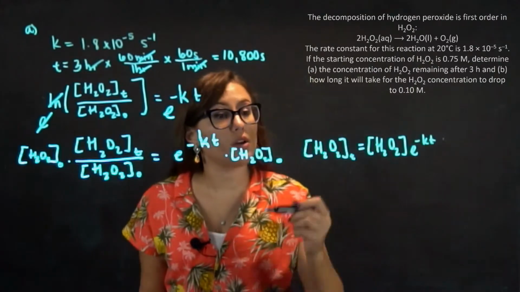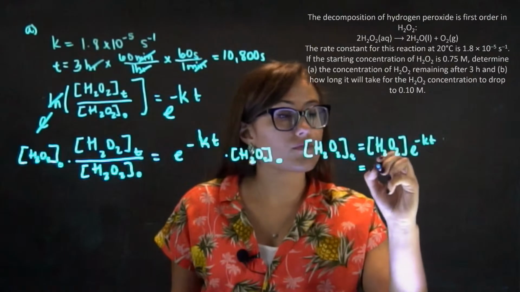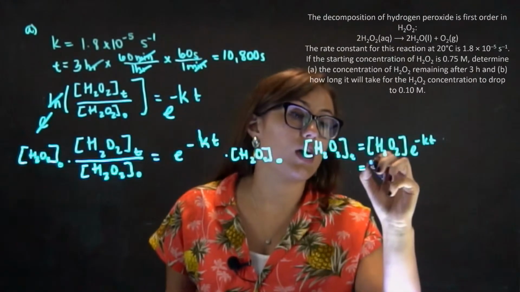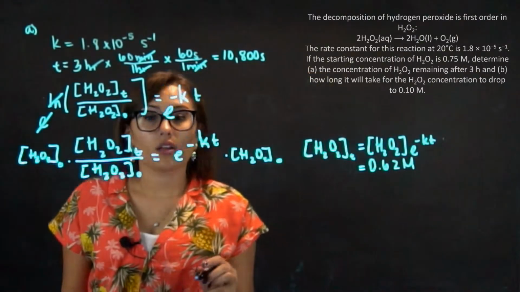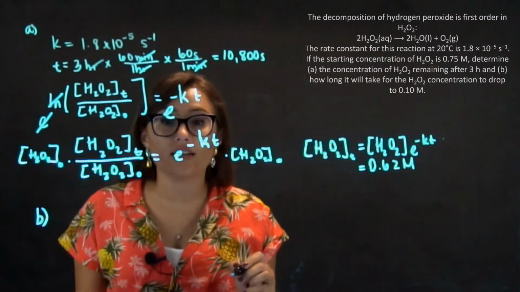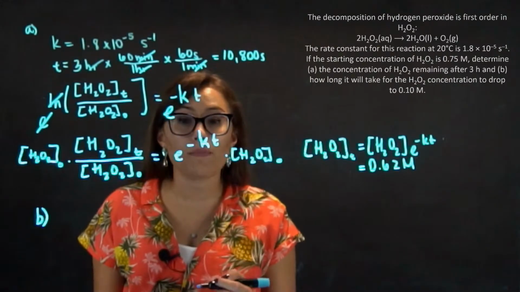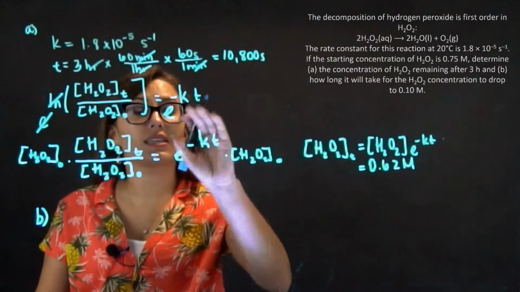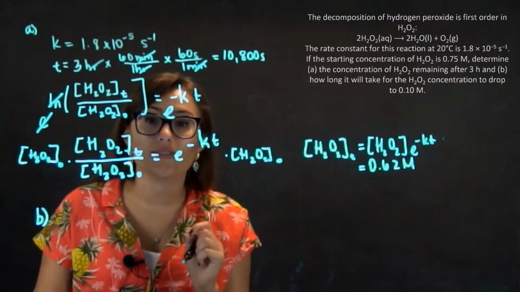So what we can go ahead and do, we can plug in all the variables into this expression. And then once we do so, we will end up with a final concentration of 0.62 molar. And that's the first part. In the second part, they're asking us to determine how long it will take for the hydrogen peroxide concentration to drop to 0.10 molar. Well, we're going to be using the same rate expression. However, now we're going to be solving for time.